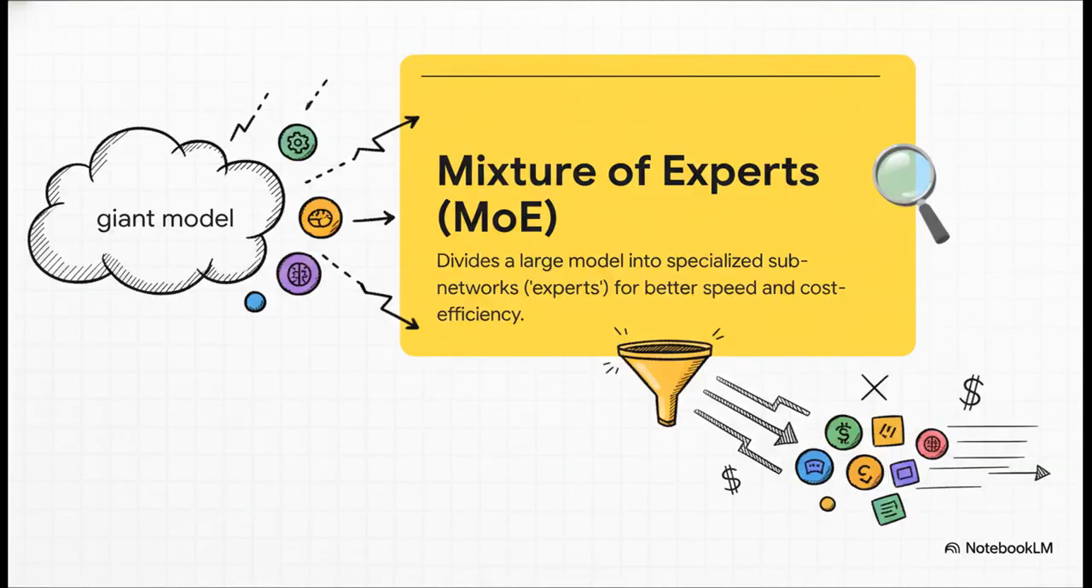So how do we keep scaling these massive models without costs exploding? The answer is a clever design called Mixture of Experts, or MOE. Instead of one giant, monolithic model, an MOE architecture uses many smaller, specialized expert networks. For any given query, a routing system activates only the most relevant experts. The result is, you get the power of a massive model, but at the speed and cost of a much smaller one. It's a huge breakthrough for making AI more efficient.